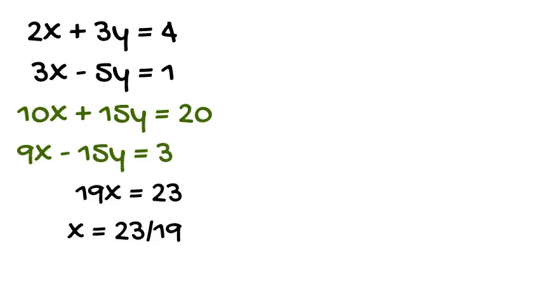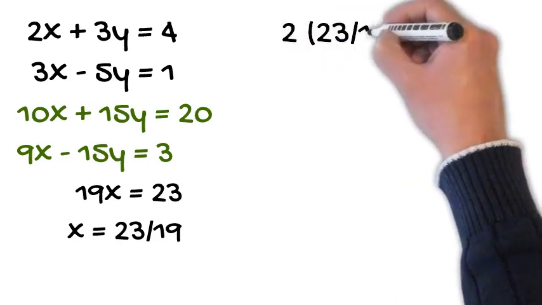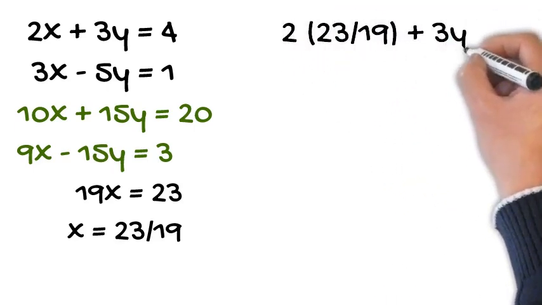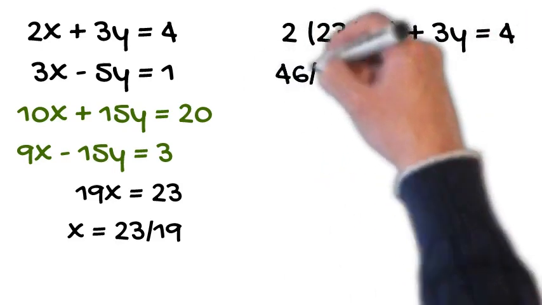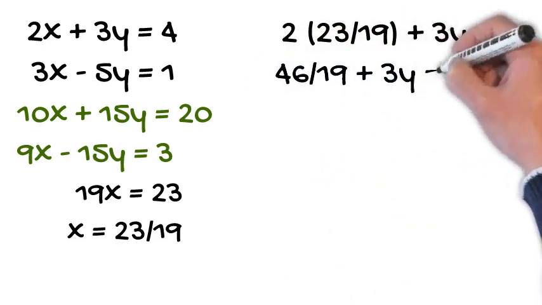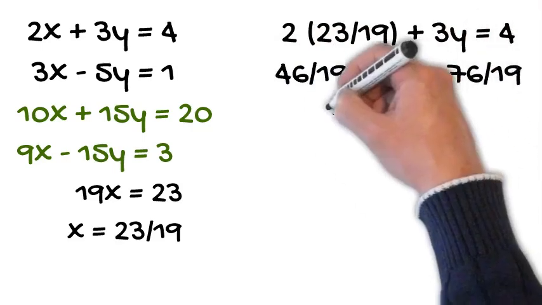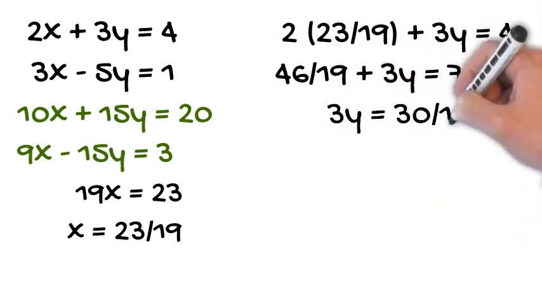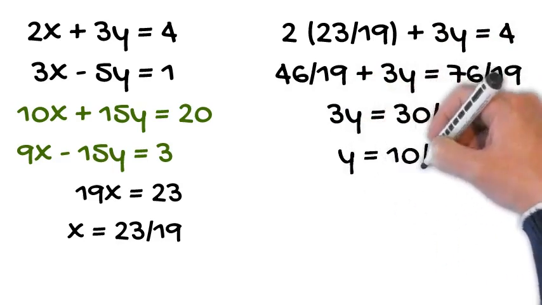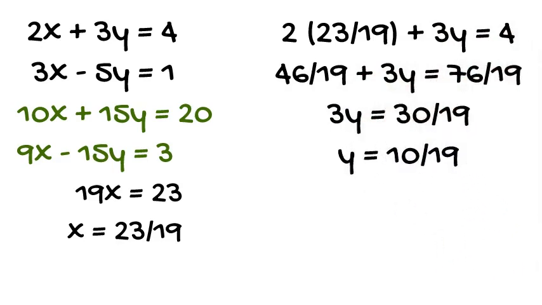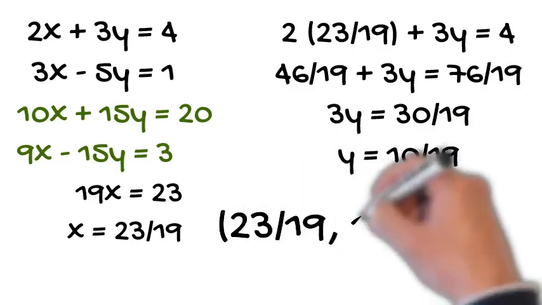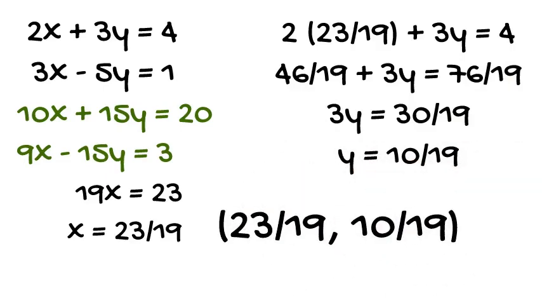And you guessed it, we're going to plug that into one of the original equations and solve for y. So we get 2 times 23/19 plus 3y equals 4. That means that 46/19 plus 3y equals 76/19. That 76/19 is what 4 turned into. And so 3y equals 30/19. In other words, y equals 10/19. And so the solution to this system of equations is the ordered pair 23/19, 10/19.